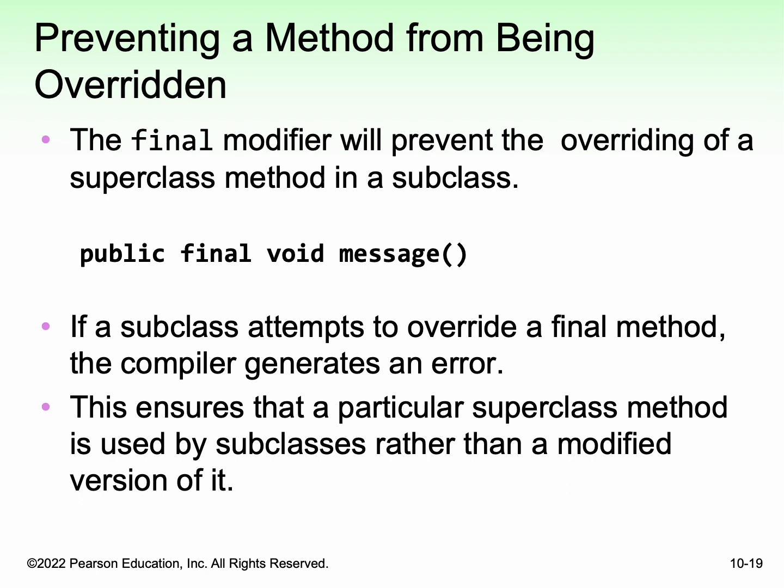If you do not want your method to be overridden, you have to use the keyword final in front of your method's data type. So in this case, if we do not want our subclass to override some superclass's method, we have to use the keyword final. If your subclass attempts to override that final method, your compiler will generate an error, and that helps you ensure that certain superclass methods are used by those subclasses, rather than a modified version of those methods.